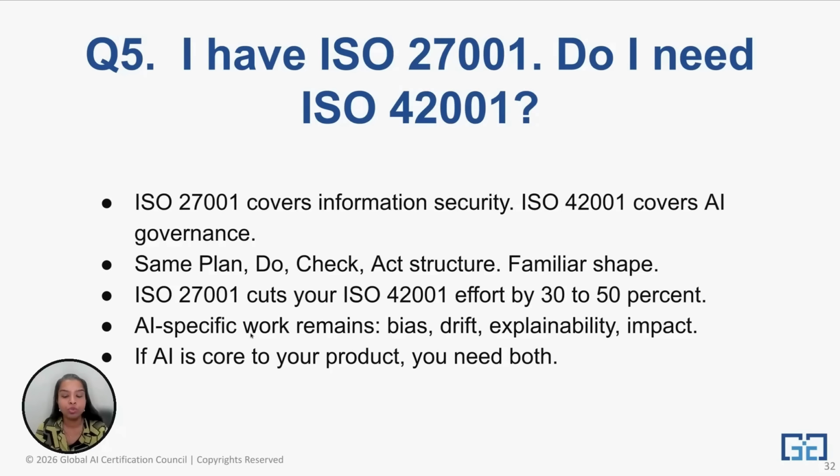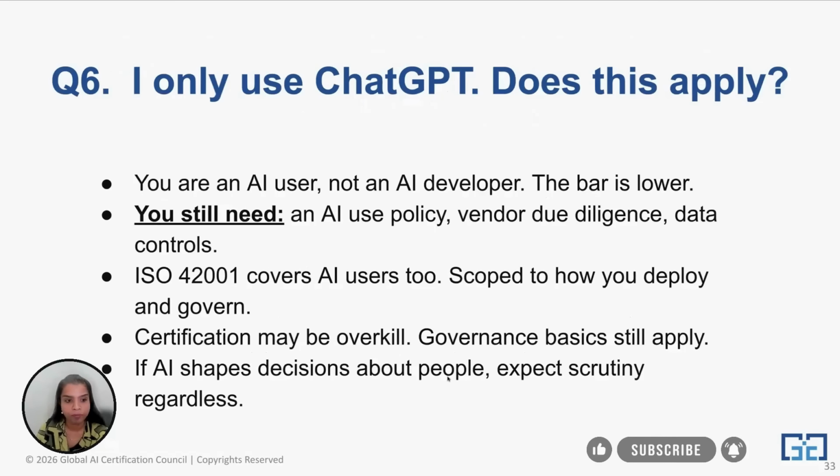You still have to know a lot of new information about all the AI-related risks like bias, drift, explainability, impact, hallucination, and a lot more. If AI is core to your product, you need both 27001 and 42001.